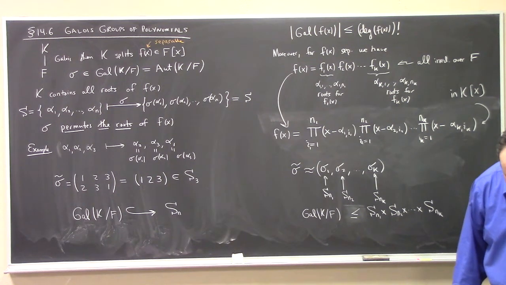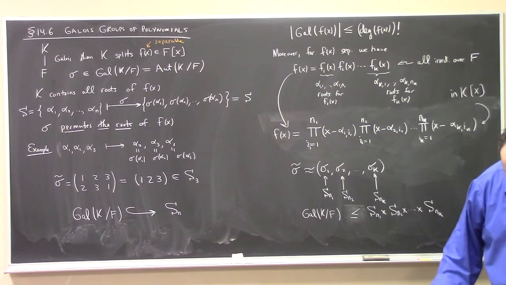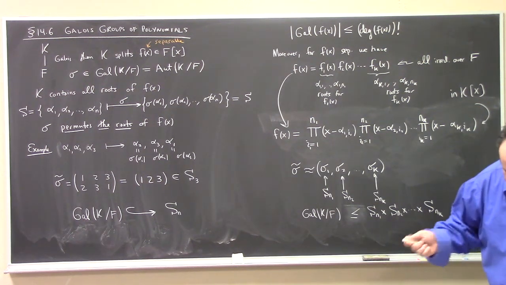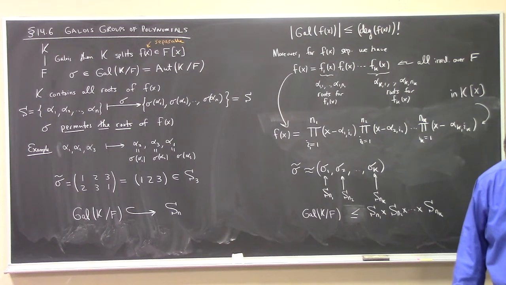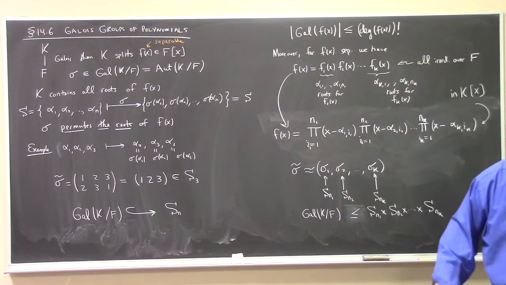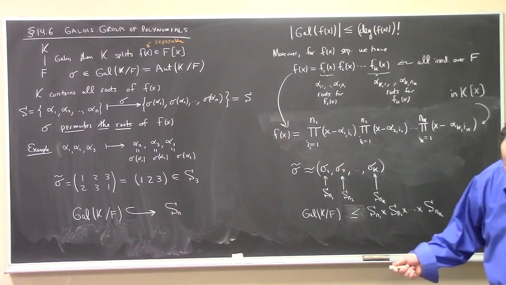All right. Anyway, so he says if f of x is irreducible, then given any two roots of f of x, there's an automorphism in the Galois group which maps the first root to the second.